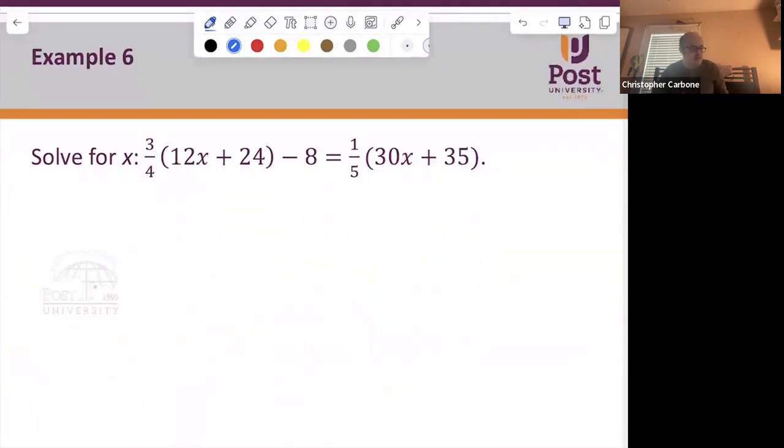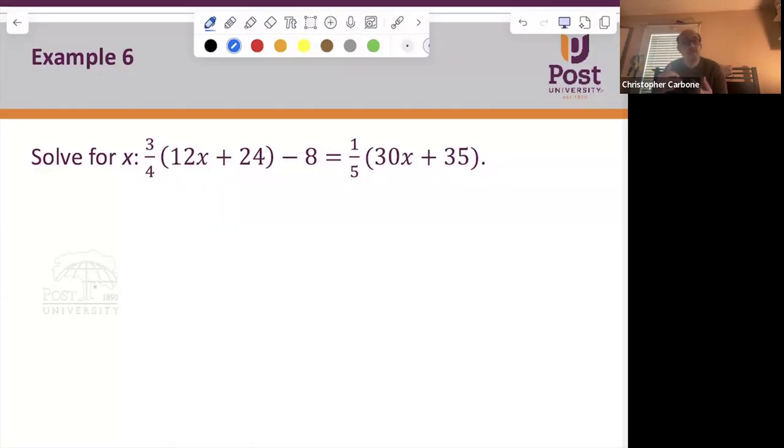This next example, I have 3/4 times 12x plus 24 minus 8 outside of that is equal to 1/5 times 30x plus 35. So I am going to distribute both fractions on both sides of this equality sign. That way, it could clear everything out nicely. And thankfully, we won't have any fractions left after that.